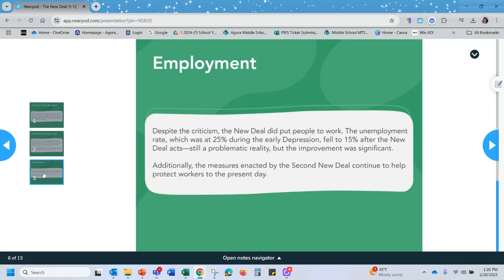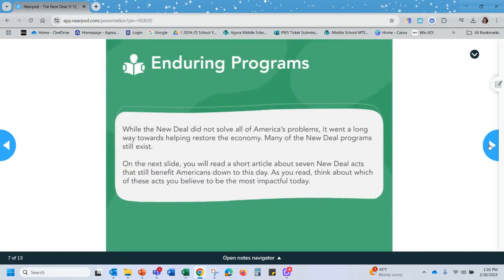Employment. Despite the criticism, the New Deal did put people to work. The unemployment rate, which was at 25% during the early Depression, fell to 15% after the New Deal acts. Still a problematic reality, but the improvement was significant. Additionally, the measures enacted by the Second New Deal continue to help protect workers to the present day. Enduring programs. While the New Deal did not solve all of America's problems, it went a long way toward helping restore the economy. Many of the New Deal programs still exist.